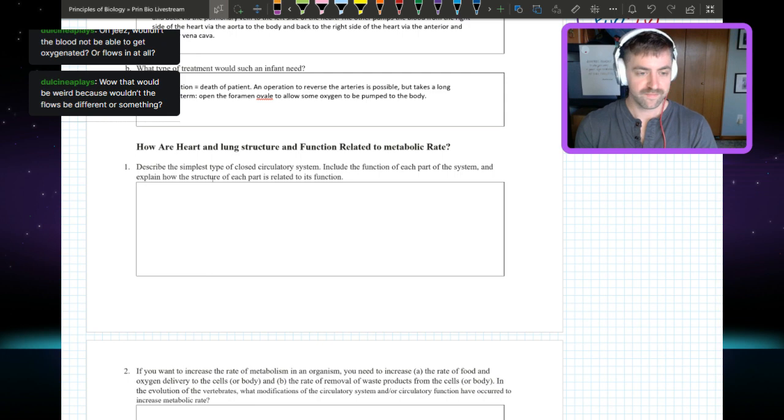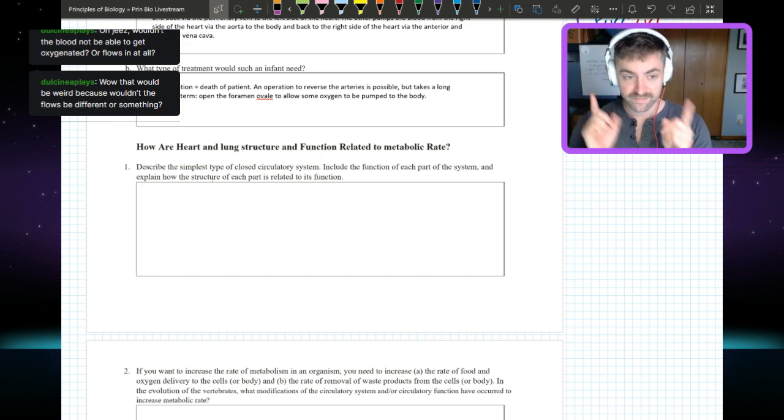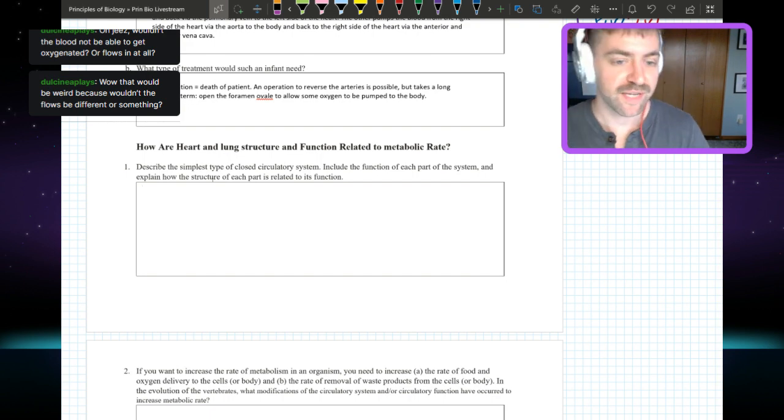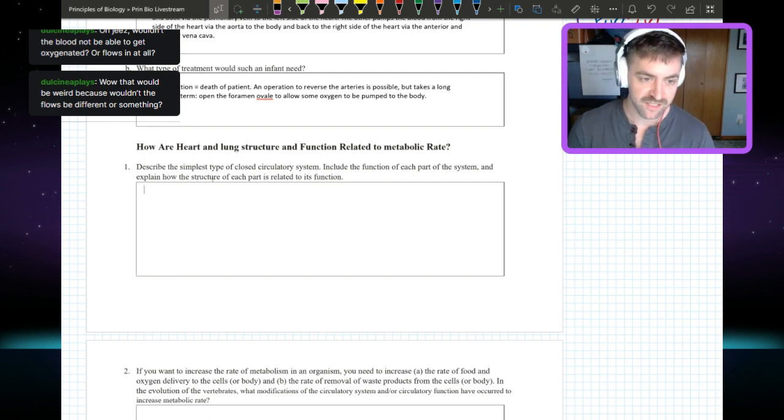All right. So how are heart and lung structure and function related to metabolic rate? Describe the simplest type of closed circulatory system, including the function of each part of the system, and explain how the structure of each part is related to its function.